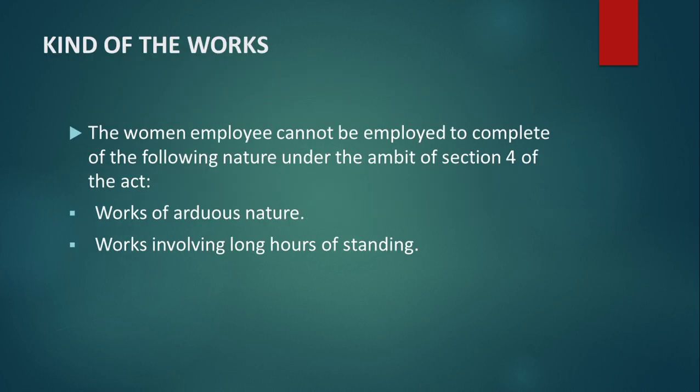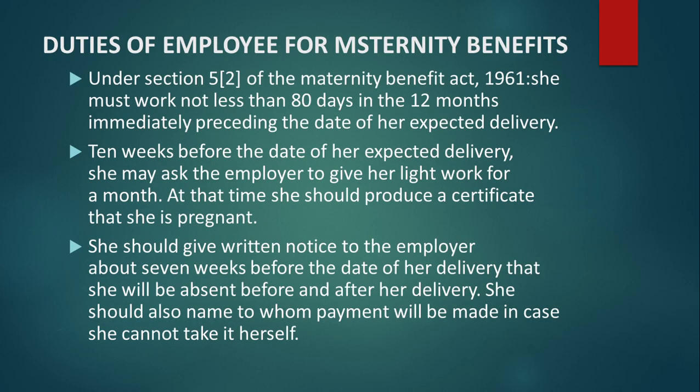Kinds of work that we can see: women cannot be employed in work of the following nature under the ambit of section 4. Work of an onerous nature and work involving long hours of standing. Duties of an employee for maternity benefits: you can see section 5(2). The Maternity Benefit Act 1961 also provides that 80 days in the 12 months can be taken. 10 weeks before the date of expected delivery will be taken. She should also give a written notice to the employer, 7 weeks before the date of her delivery, that she will be absent before the delivery too.